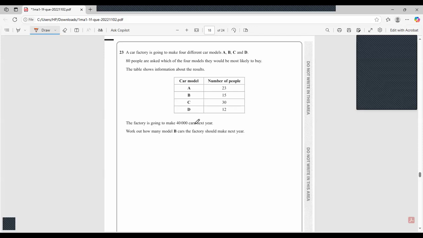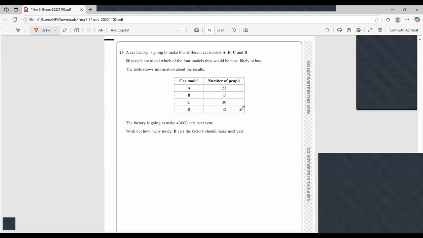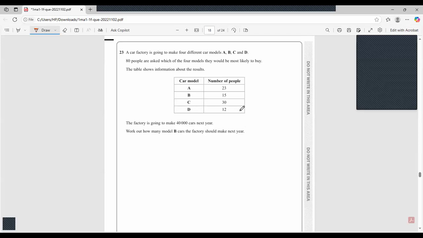It says that the factory is going to make 40,000 cars next year. Work out how many Model B cars the factory should make next year to cater to the statistic for the Model B people.